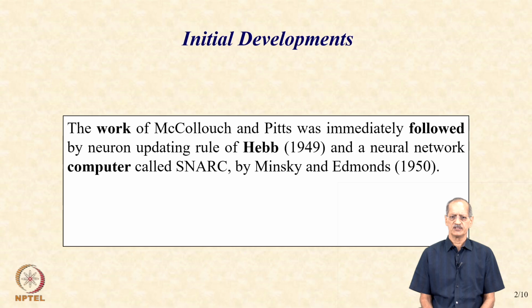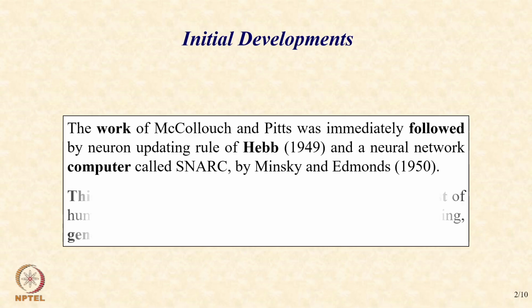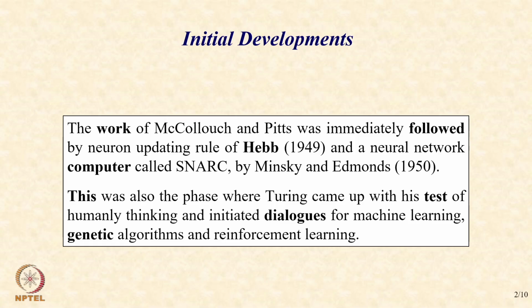If we look at the initial developments, this start by McCulloch and Pitts was followed by the neuron updating rule of Hebb in 1949 and also the development of a neural network computer called SNARC by Minsky and Edmonds in 1950. These initial developments laid the foundation for what was to come in subsequent years and decades, and it was also the same phase where Turing came up with his test of humanly thinking and initiated dialogues for machine learning, genetic algorithms and reinforcement learning. So, all these ideas started around this time, that is close to 75 years ago.